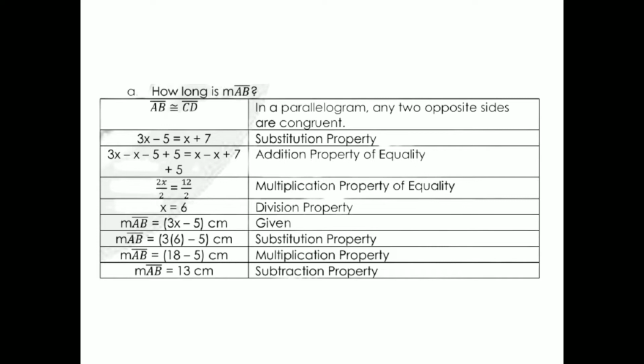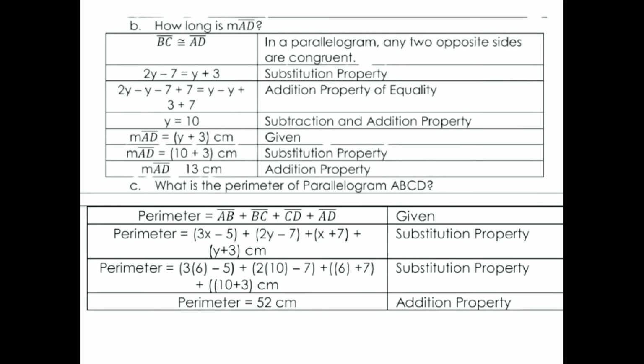So yun yung process, substitution. Kapag na-substitute na natin yung value ni x, multiply na natin. So 3 times 6 is 18 minus 5. And then through subtraction property, 18 minus 5 is equal to 13 centimeters. So next naman, letter B. How long is side AD?